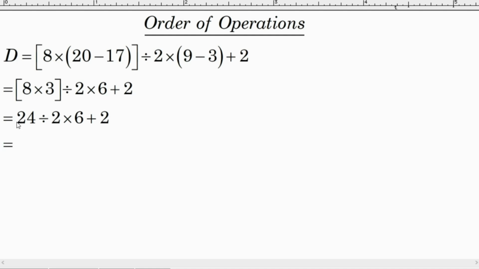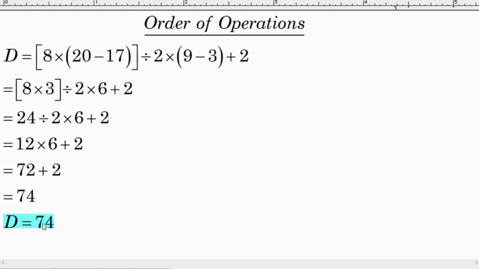Okay, 24 divided by 2 equal 12, and then we have to multiply by 6 and then plus 2. 12 times 6 equal 72, and then plus 2 equal 74. Okay, D equal 74 is the answer. I hope you understand step by step.